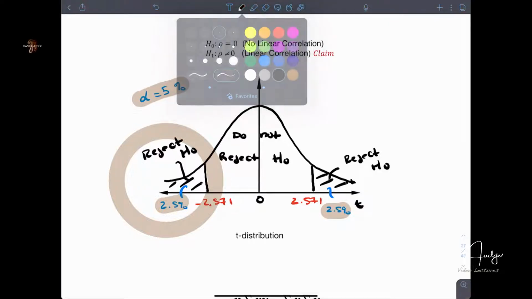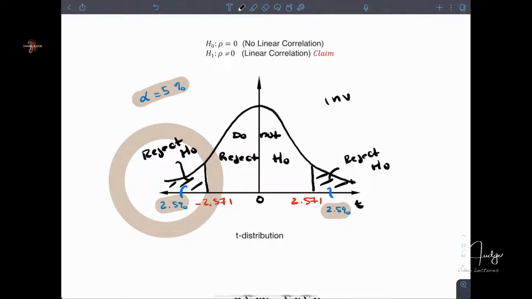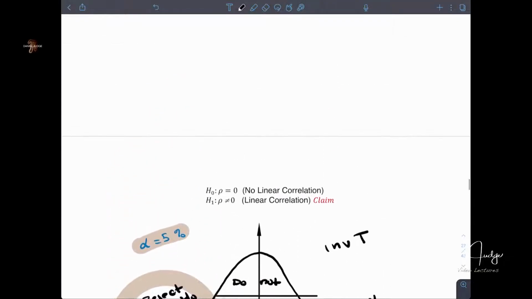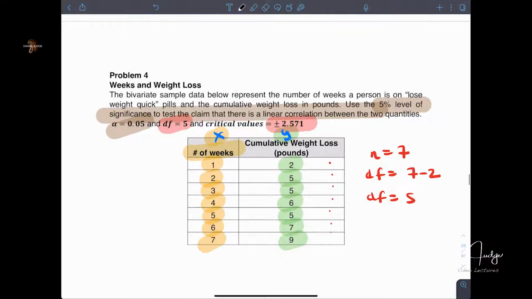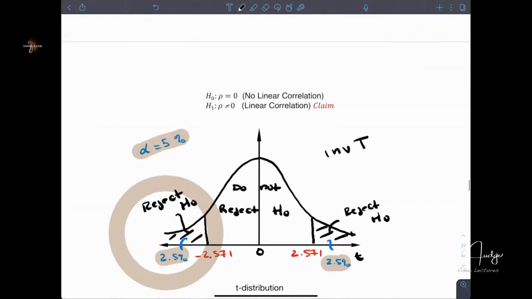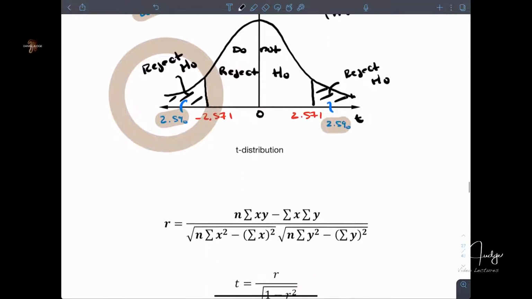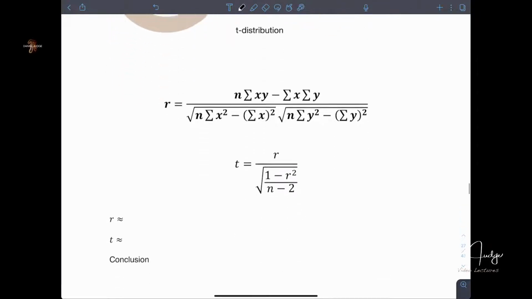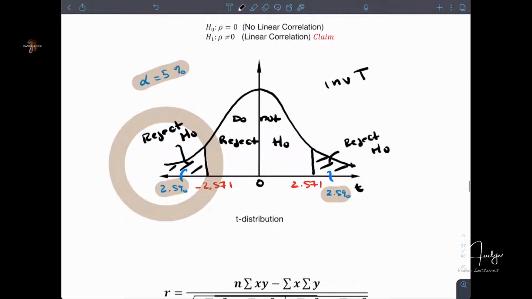This is going to be found by using the inverse t function. Inverse t, and the degree of freedom here is 5. So we're going to find the t value, and the degree of freedom is 5. So let's do that again. Second distribution, inverse t.